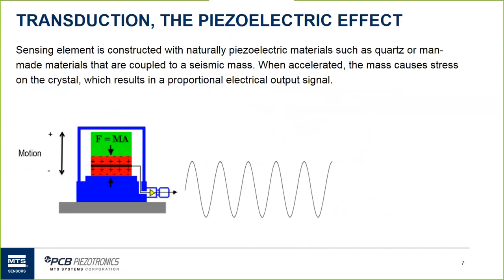So let's take a look at transduction. So transduction is how do we convert a mechanical energy, in this case motion imparted into the base of the accelerometer, and convert that into a usable electrical signal that has meaningful relationship to the mechanical input to the transducer.